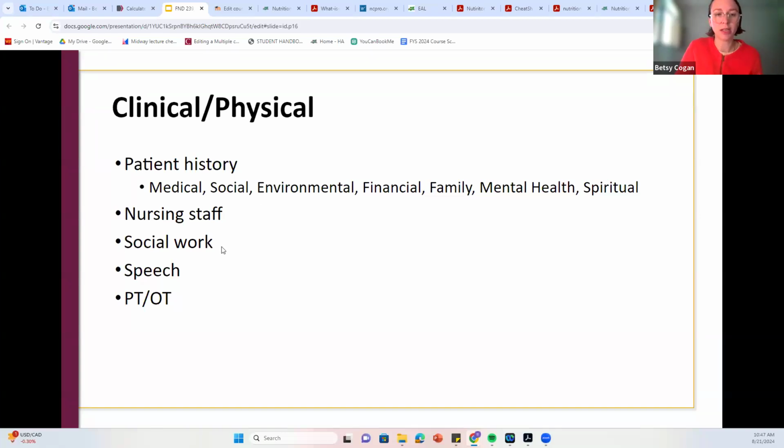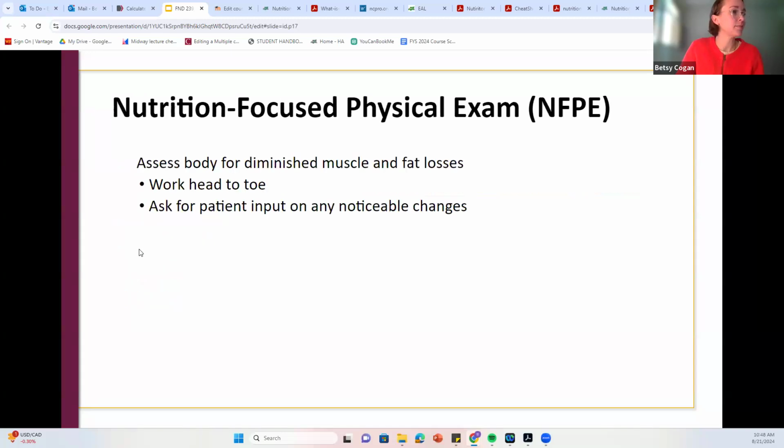Social work might be important, especially when we're crafting appropriate nutrition interventions. Speech language pathologists, they help with chewing and swallowing, so they may have important insights for us. And then PT/OT, this gives us insights into their mobility and ability to eat and cook for themselves. So again, we could glean some really, really important nutrition data from these guys.